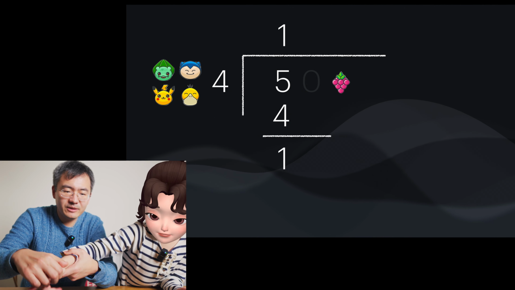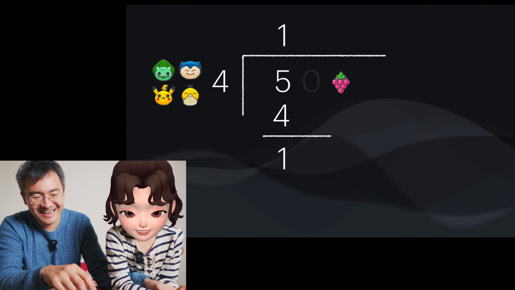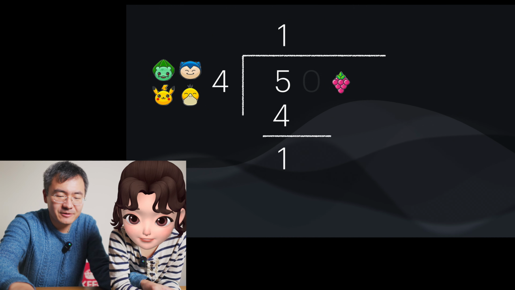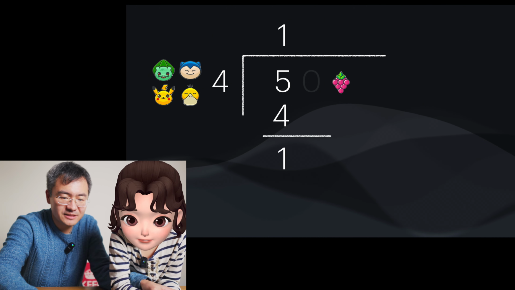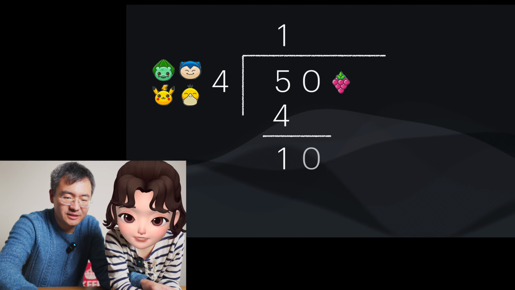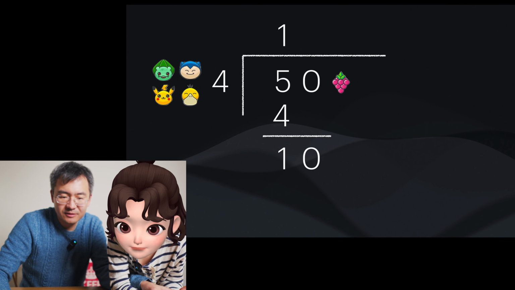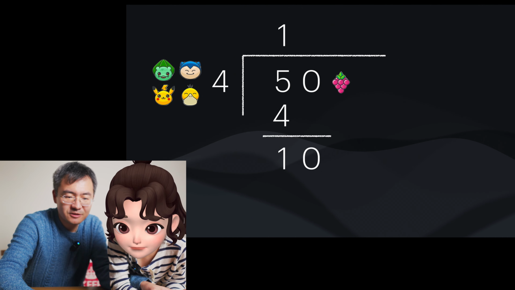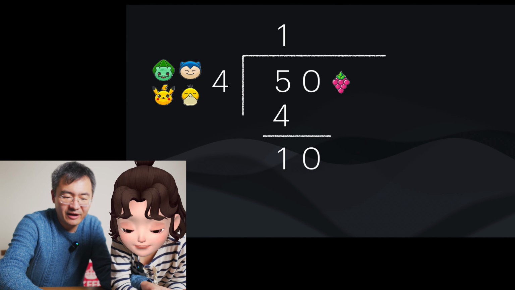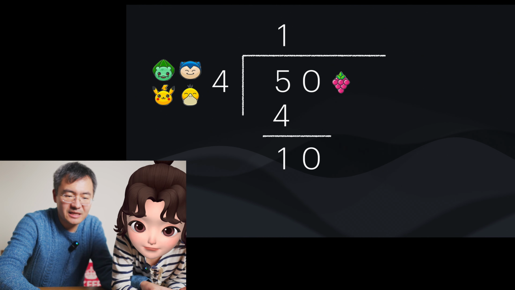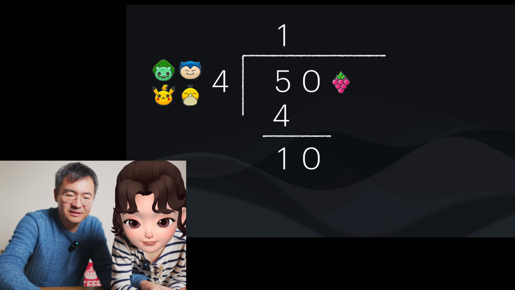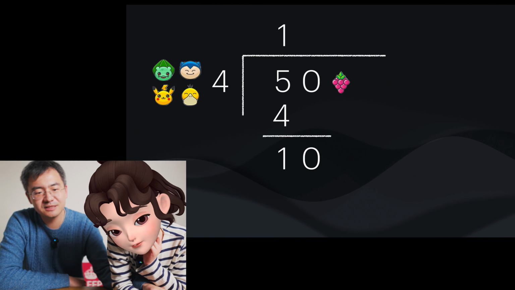But wait. Before we move on to the next step, we can't just copy over the 1 here because we still have this unit, a 0. So we need to drag down the 0 like this. So now we need to do the division again. So we have 10 fruits left.